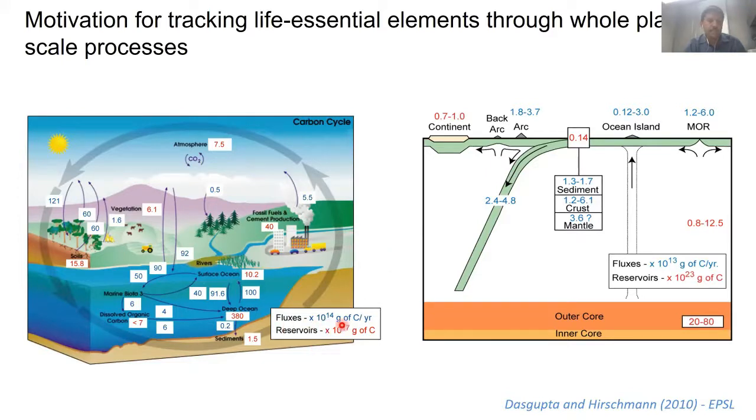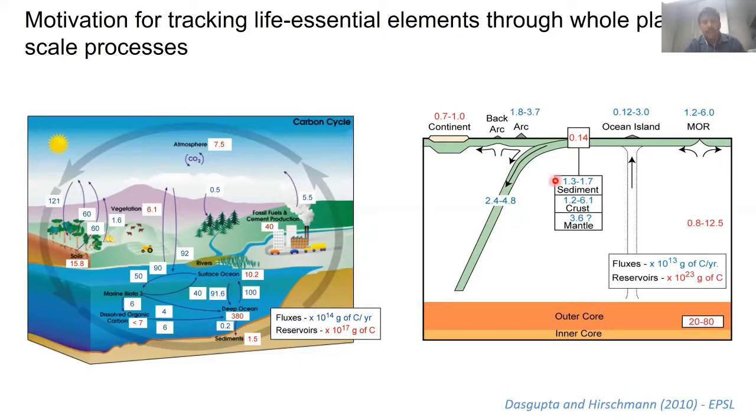As you look at the fluxes in terms of 10^14 grams of carbon per year, and the reservoirs that are on the order of 10^17 grams of carbon, if you take the ratio of the two, you get the residence time of carbon in these near surface reservoirs for our planet, and they are on the order of 100 to 1,000 years.